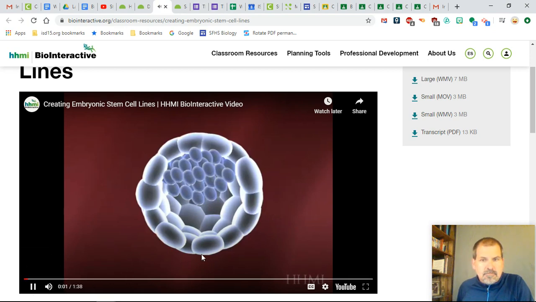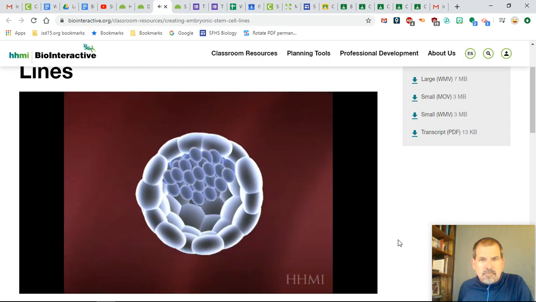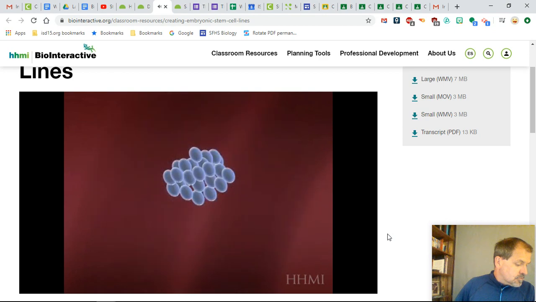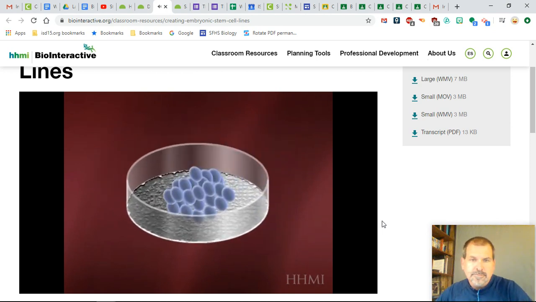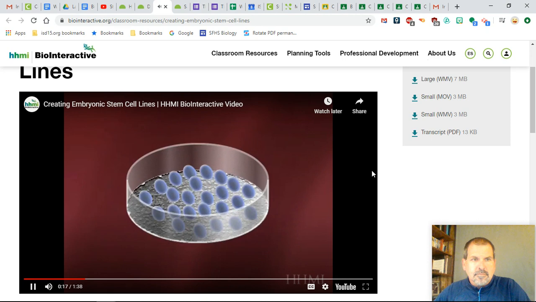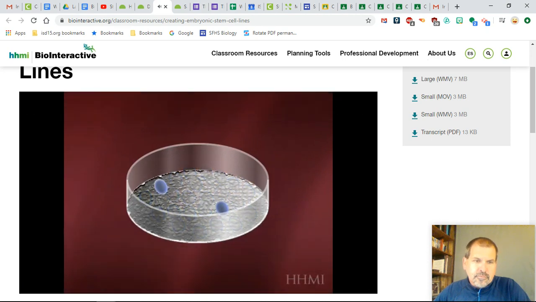The inner cell mass cells are going to be removed and grown in a petri dish. We first remove the outer layer that would normally form the placenta. Here the cells are put into a petri dish. Usually there are mouse embryonic fibroblasts on the bottom of it to help the cells grow. Most of them don't survive, but a few do and can grow into colonies of cells, as you'll see here.